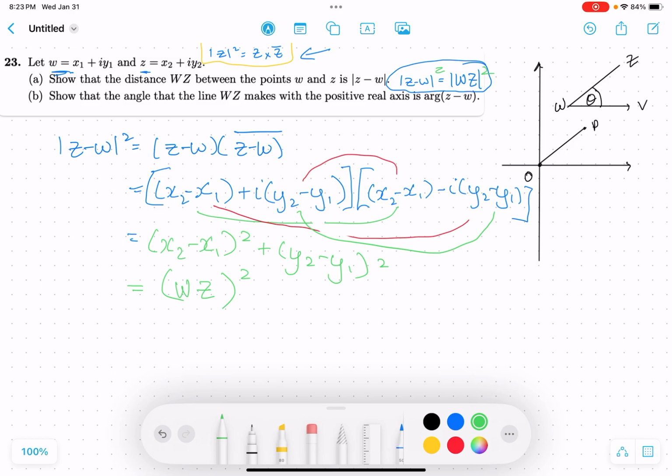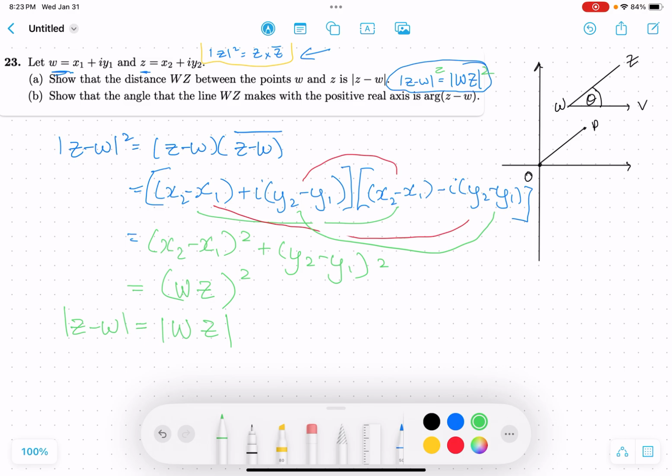If we square root both sides, because both sides are positive, we can say mod Z minus W is equal to the length of WZ. Okay.